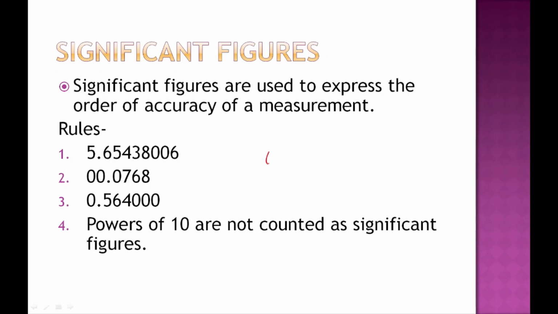Let's take another example, say 6.508 multiplied by 10^8. In this case also, there are 4 significant figures and there are powers of 10. Now these powers of 10 are not counted as significant figures. So only 4 will be the significant figures counted in the number given to us. So that's what significant figures are, and these are the 4 sets of rules by which you can figure out significant digits in a given number.